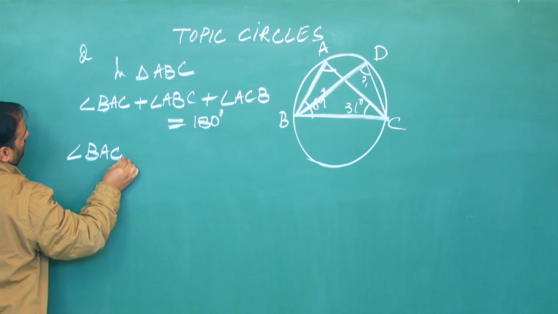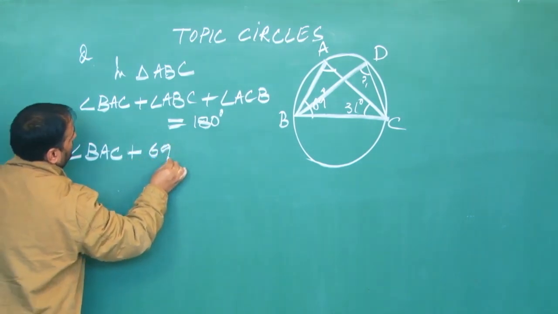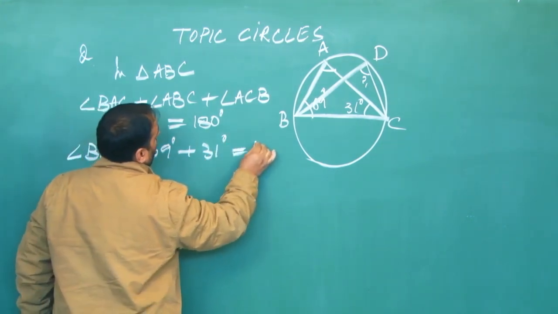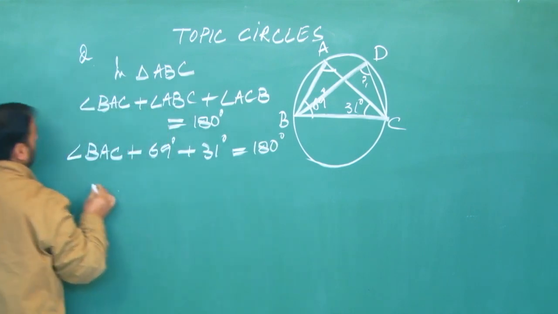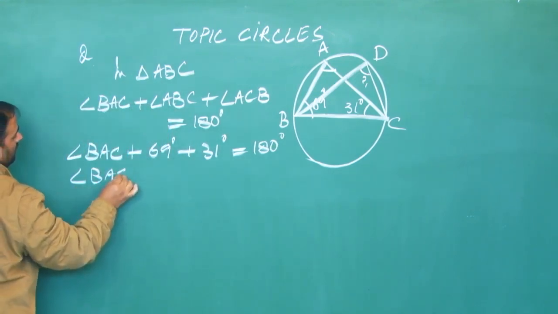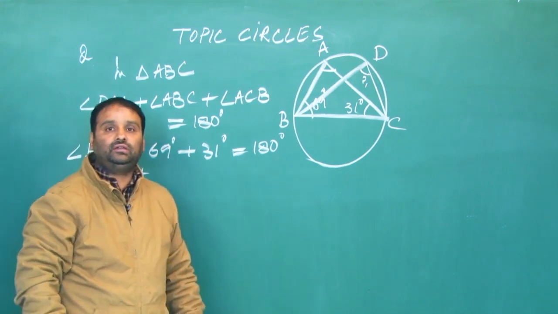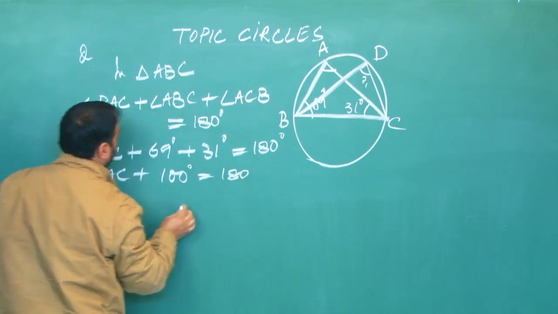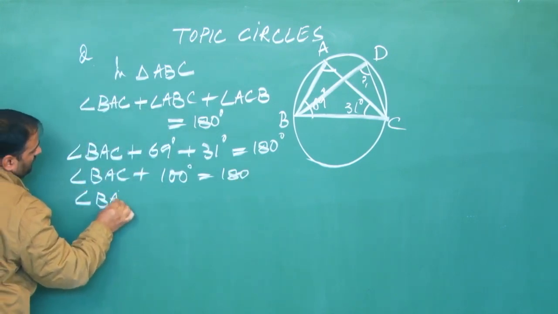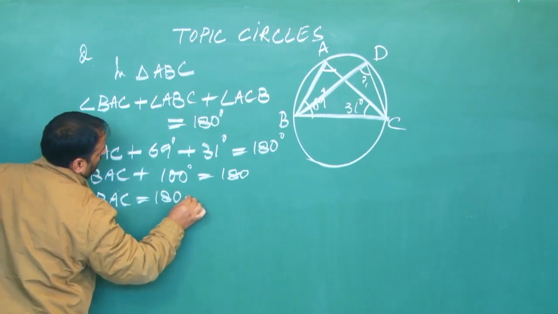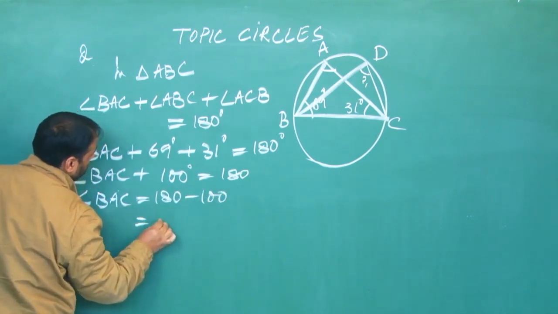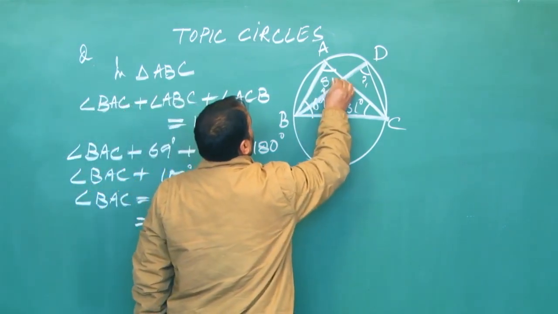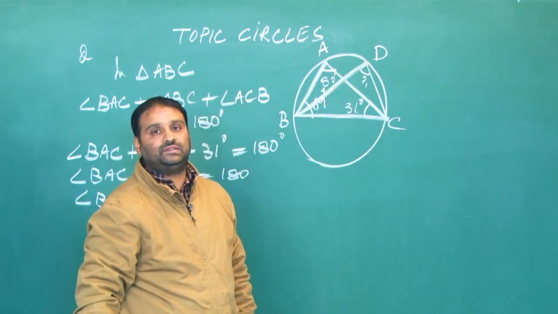BAC is unknown, ABC is 69 degrees, ACB is 31 degrees, and their sum is 180. Angle BAC, 69 plus 31 is 100 degrees, equal to 180. Angle BAC, on transposing, 100 becomes minus 100, and 180 minus 100 is 80. So the measure of angle BAC is 80 degrees. But we need to find the measure of angle BDC.